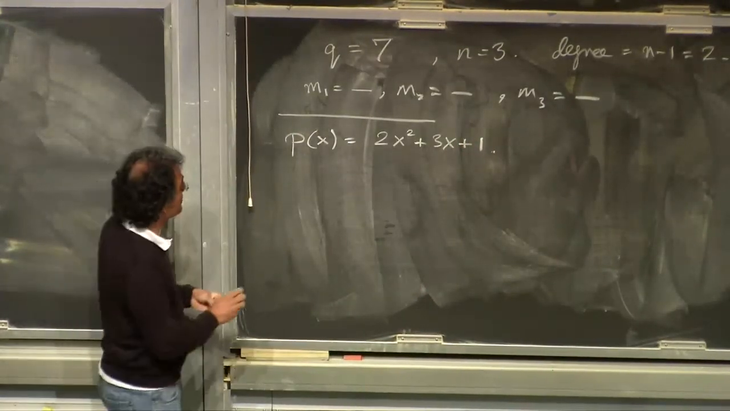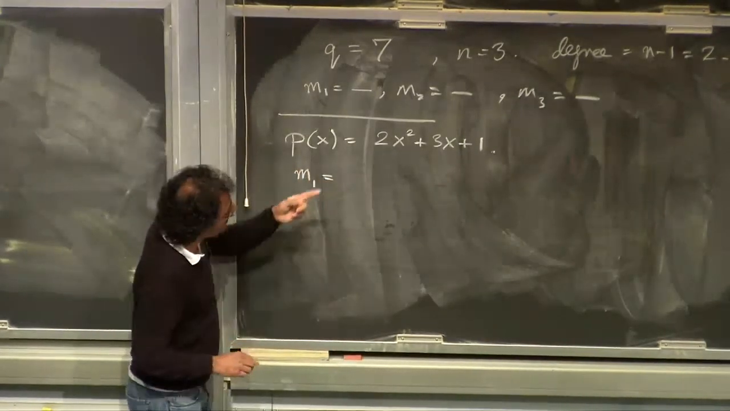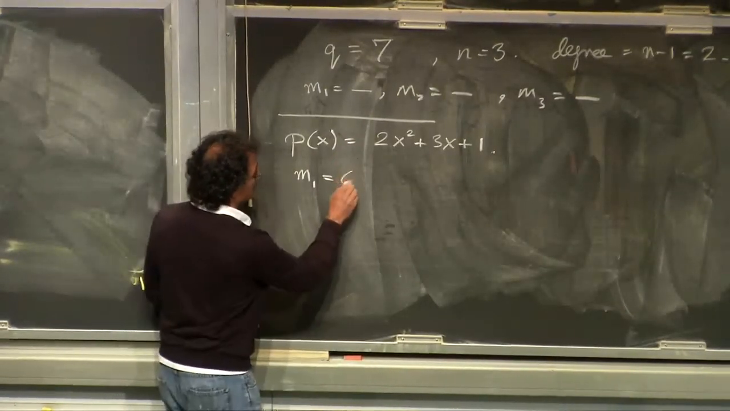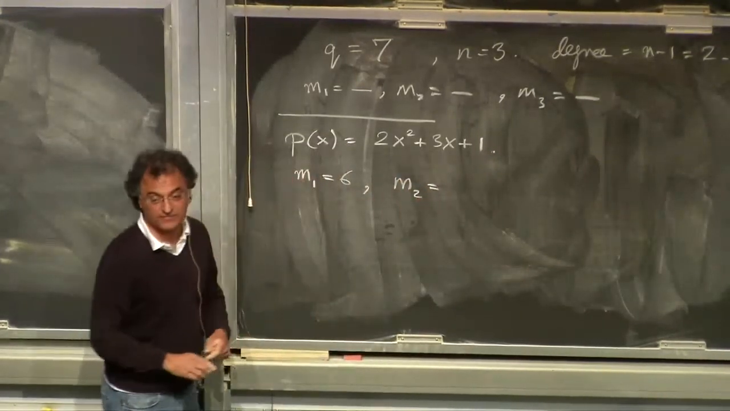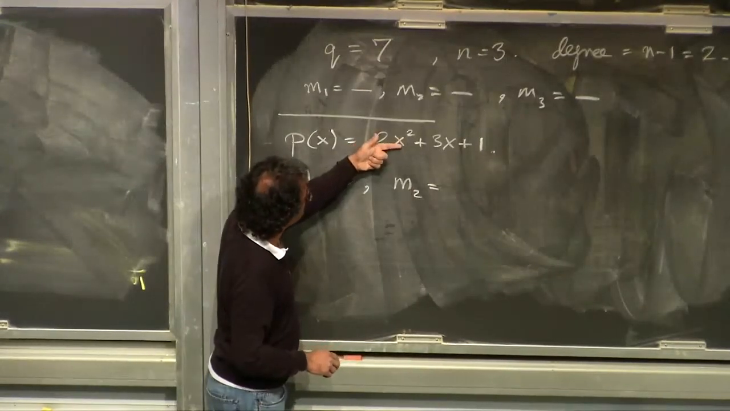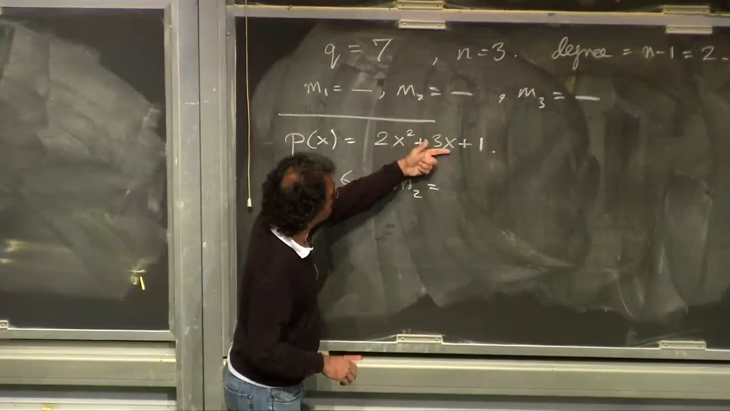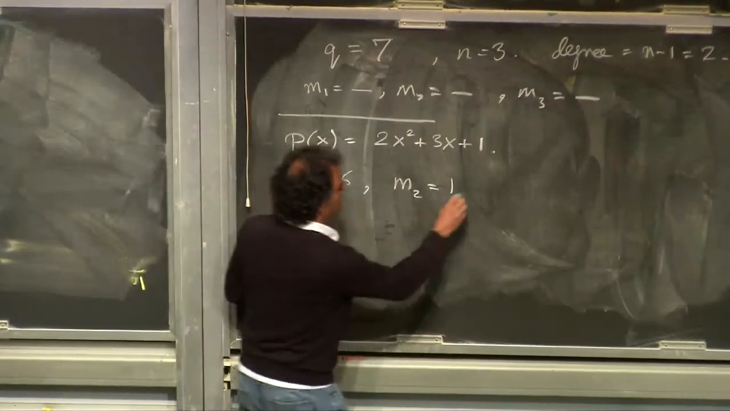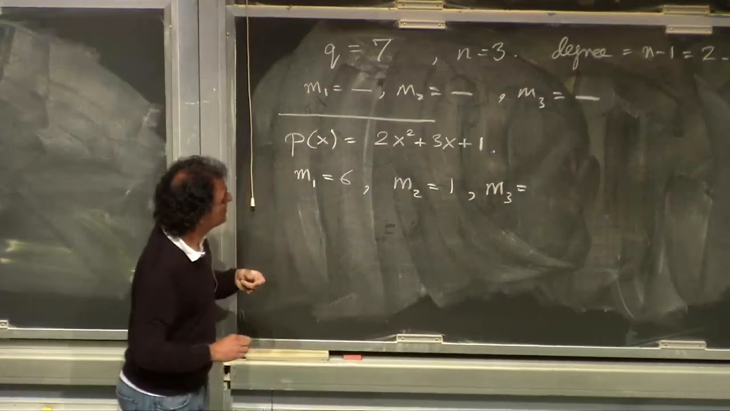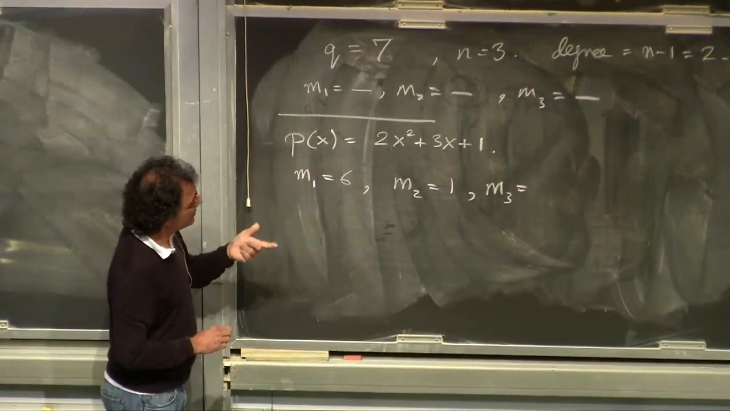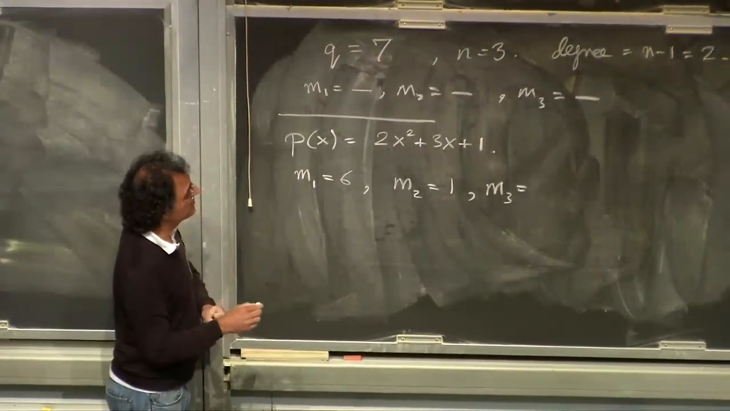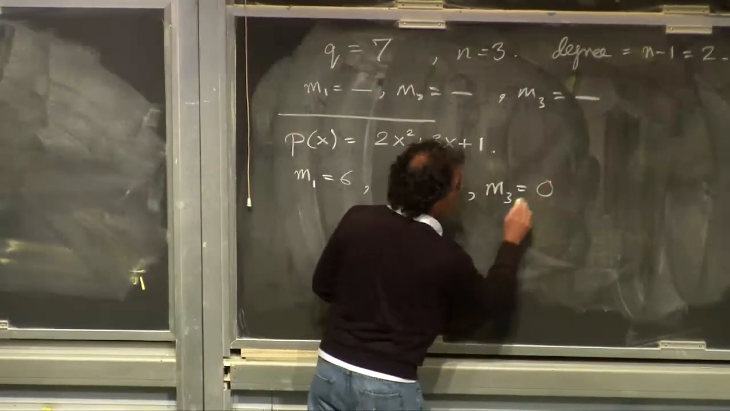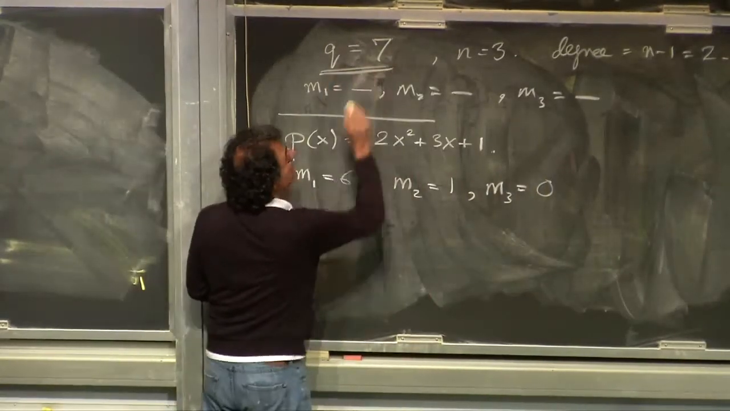Now I figure out what m sub 1 is. m sub 1 is 2 times 1 plus 3 times 1 plus 1, which is 6. m sub 2 is 2 times 2 squared, which is 2 times 4, which is 8. 8 plus 6 plus 1 is 1, because 8 plus 6 is 0. So what is m sub 3? 2 times 3 squared is 2 times 9, plus 3 times 3 is 9, plus 1. So it's 3 times 9 plus 1, which is 0, isn't it? Remember, we are working modulo 7 in all this.